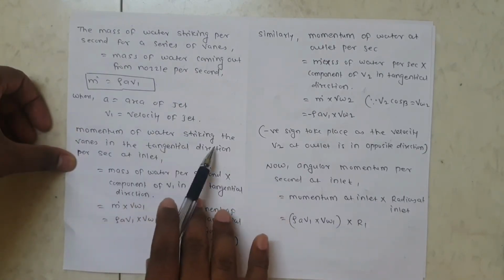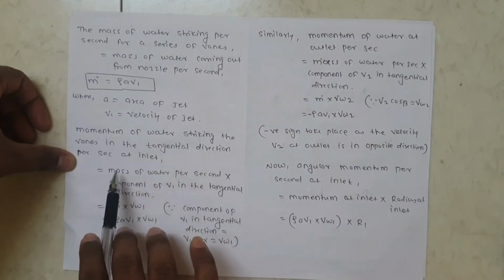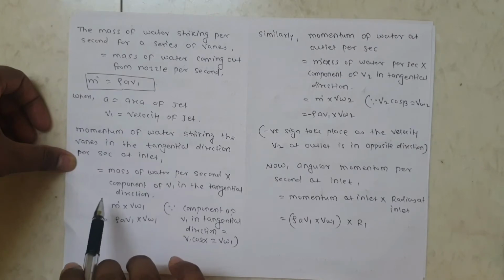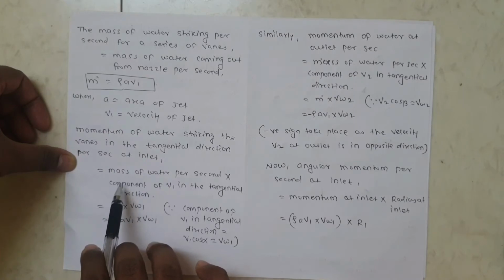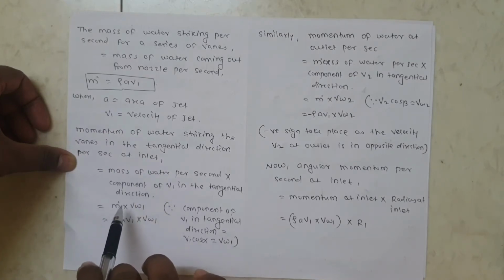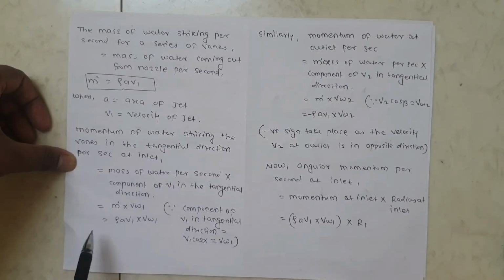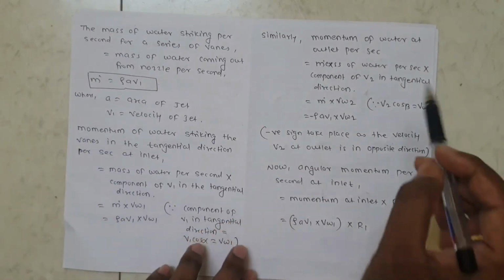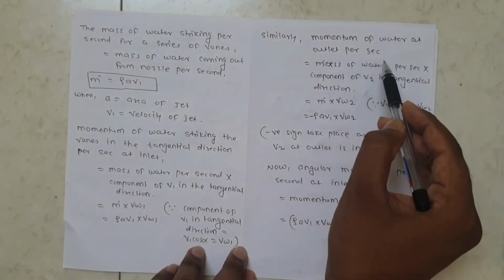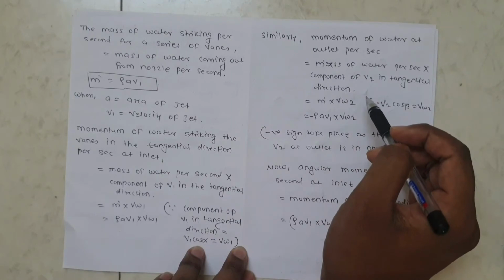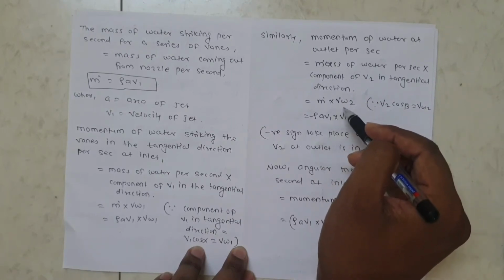So the momentum of water striking the vanes in the tangential direction per second at inlet. All of you know that momentum is equal to mass into velocity. Here the mass is the mass of water per second and the velocity is the component of velocity v1 in the tangential direction, that component of velocity is vw1. So the momentum is rho a v1 into vw1. Similarly, the momentum of water at outlet per second is mass into velocity, so mass is m dot and velocity is vw2.